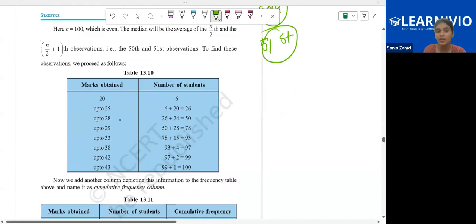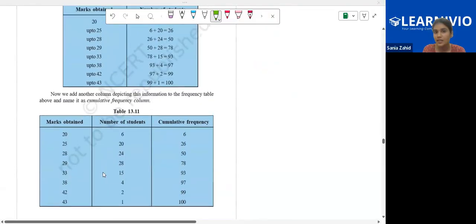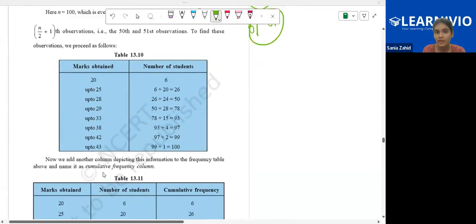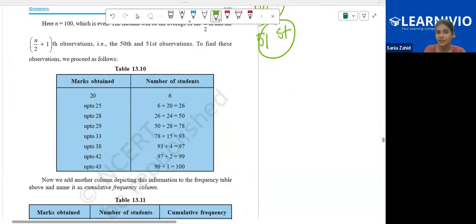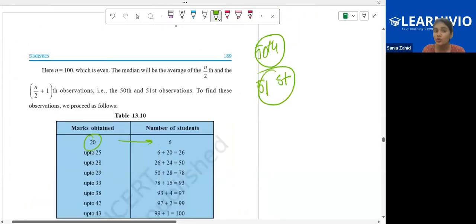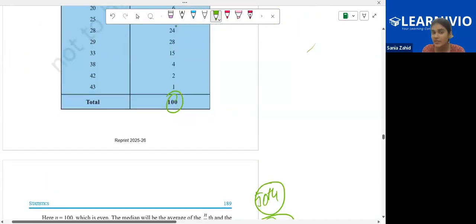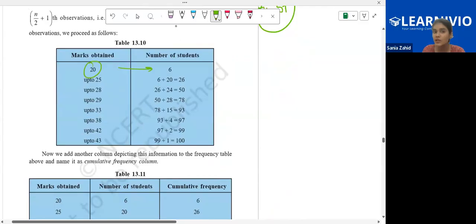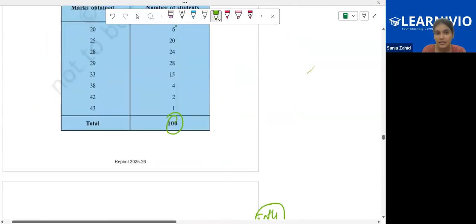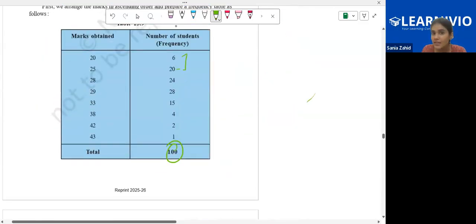Also, you have to convert this table into a cumulative frequency table. So how do you convert it? See, up to 20, how many students were there? 6 students were there. Now, up to 25, like the next marks was 25. So up to 25, how many students will you have? 20 plus 6. If you do up to 20, that is just 6. If you write up to 25, then you will add 6 and 20, right?